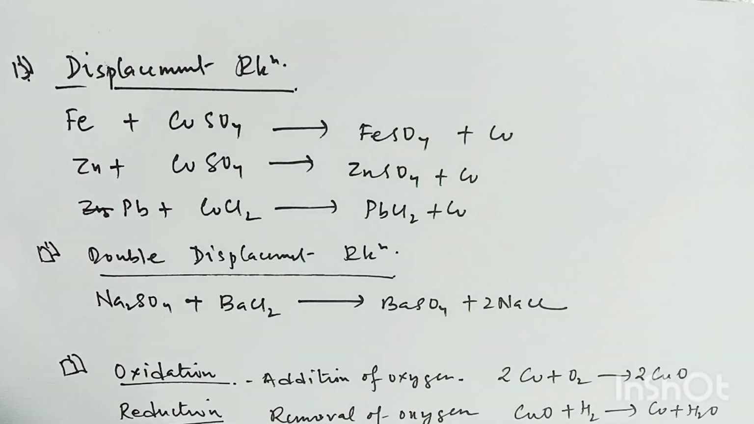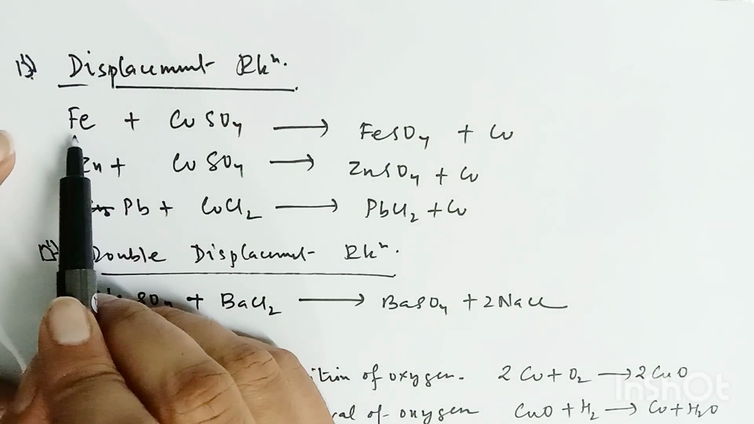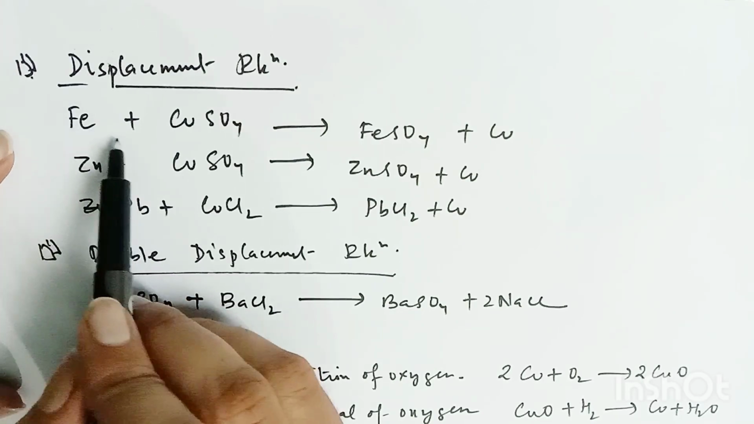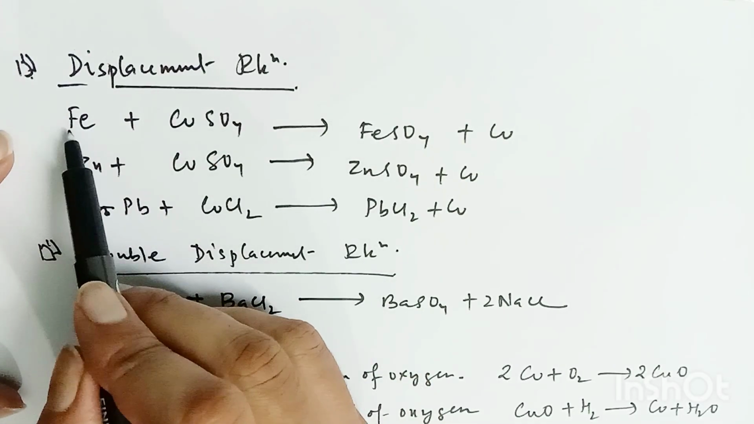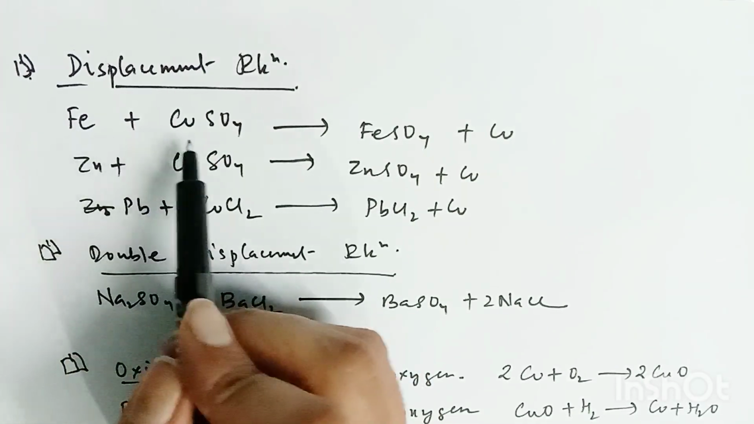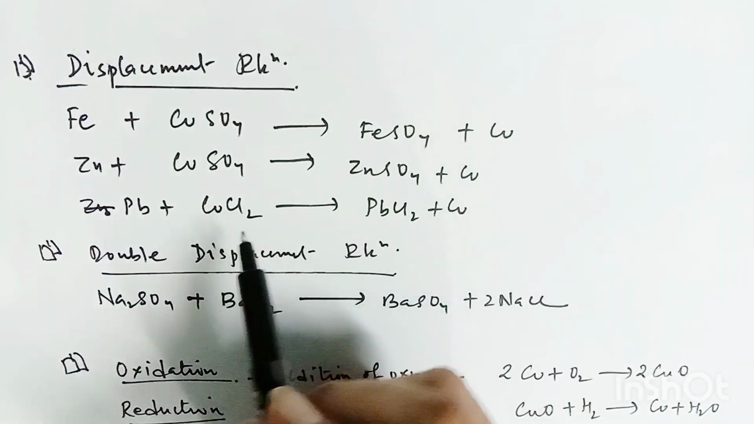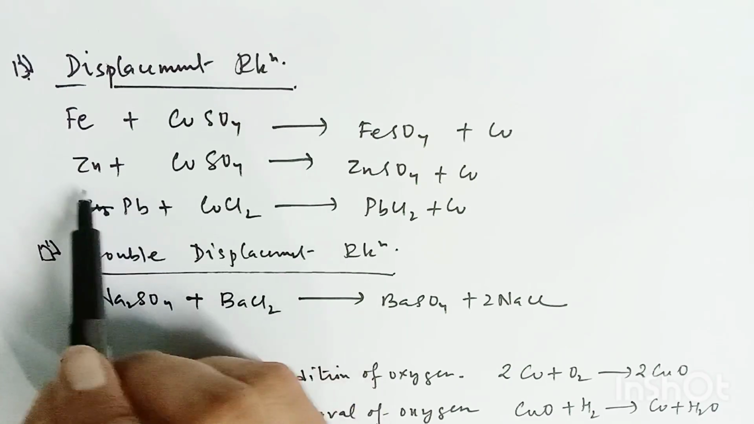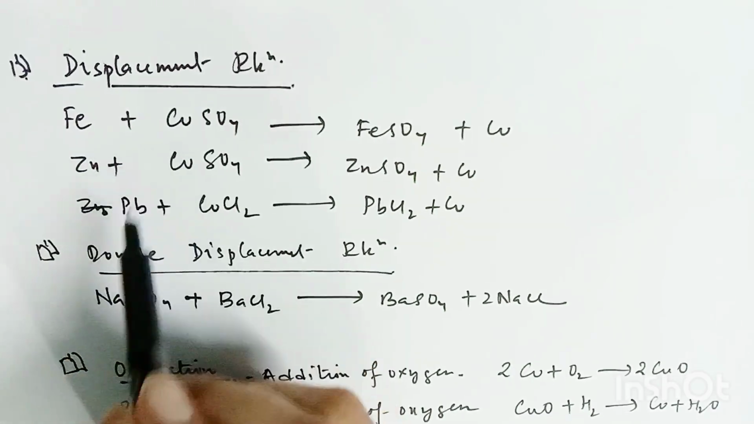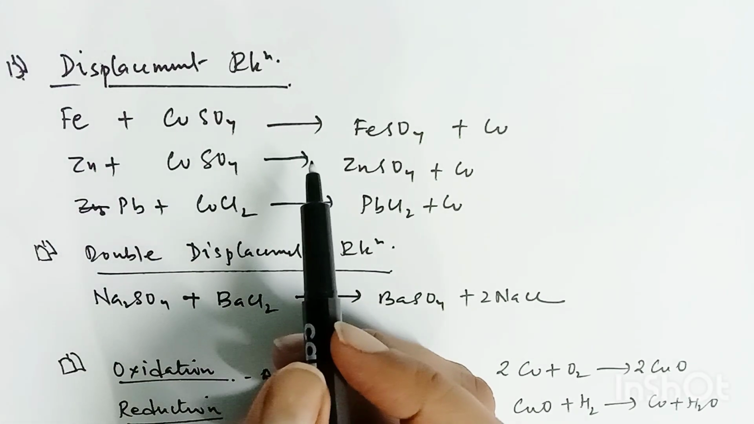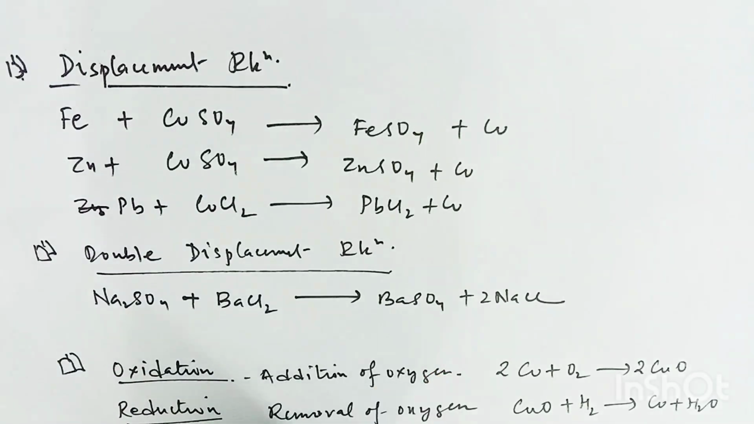Next comes displacement reaction. Here there is a metal, iron, and copper sulfate. In this reaction, iron replaces copper and the products are ferrous sulfate plus copper. So in all these reactions, one metal is replacing another metal. These types of reactions are called displacement reactions.